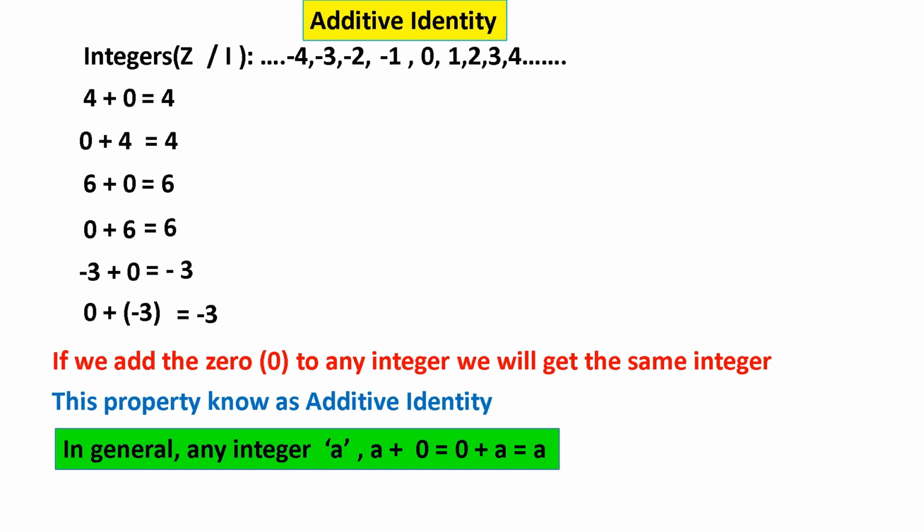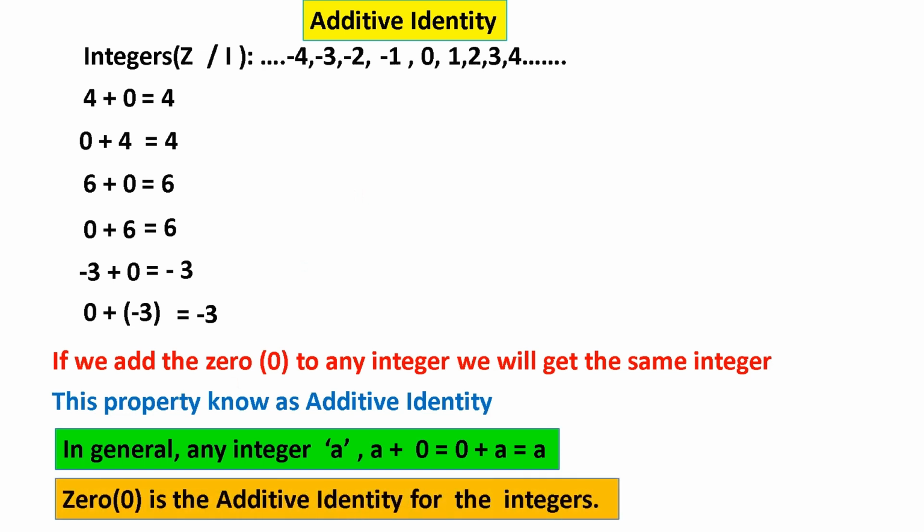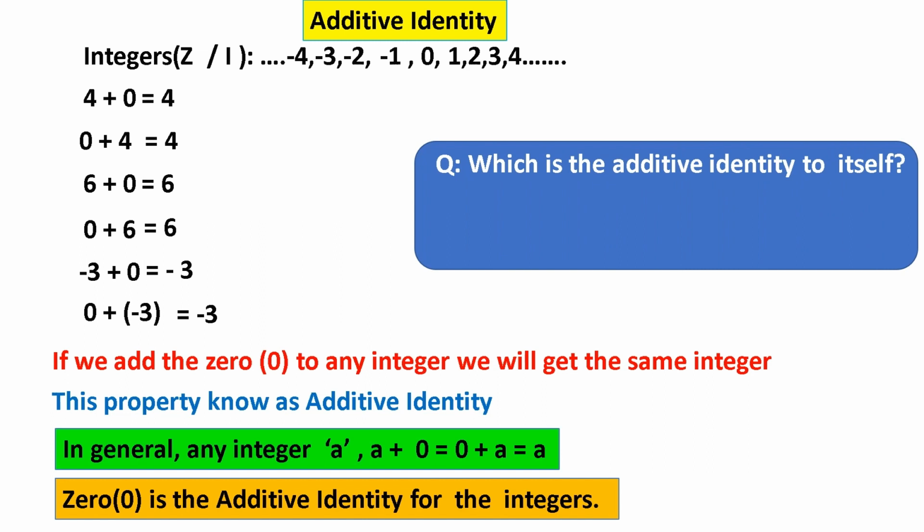Now next, here 0 is the additive identity for the integers. Question: which is the additive identity to itself? What is the answer? Can you guess? Here it is 0. The reason is 0 plus 0 is 0. 0 is an integer, so again we add 0, we get the same integer. So that's why 0 is the additive identity to itself.